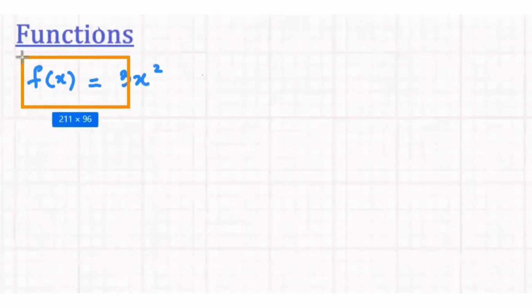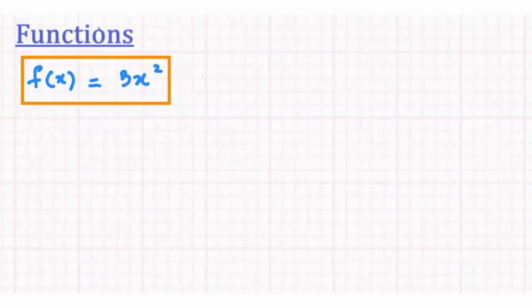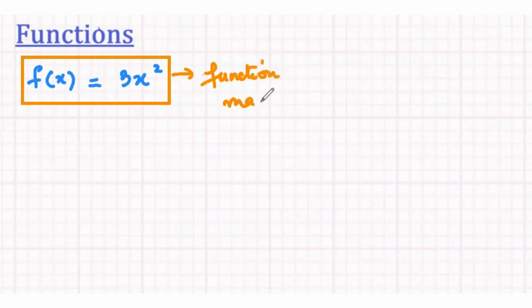So if this is a function machine, a function machine has an input and an output. Input is your value of x that you're putting in the function. So if that's the input, that is also called domain.